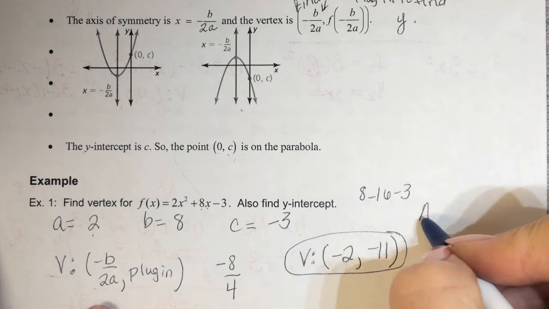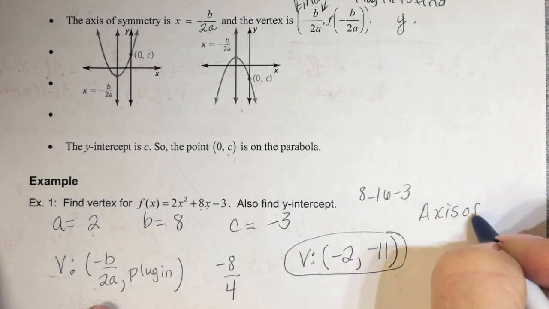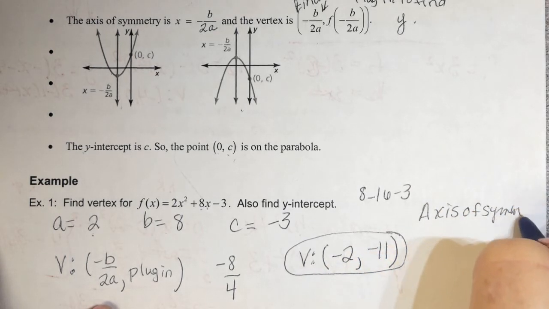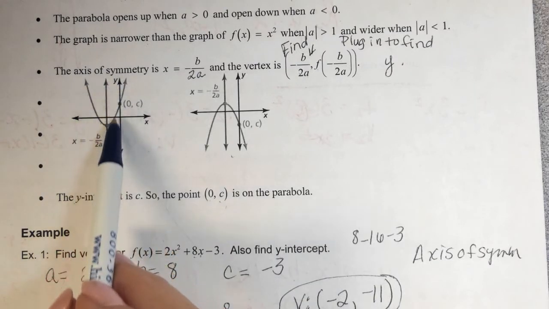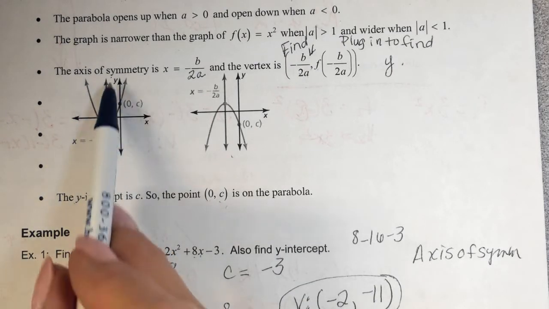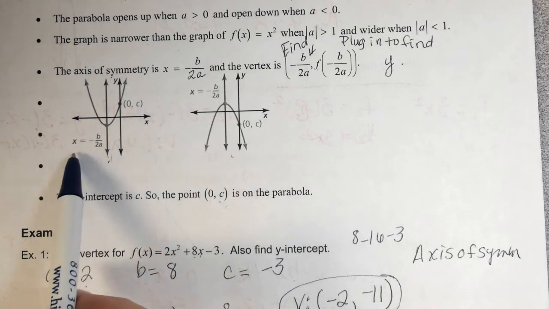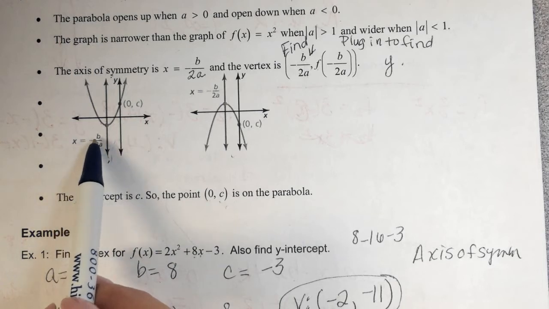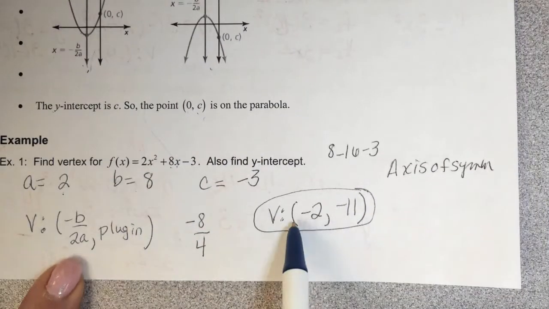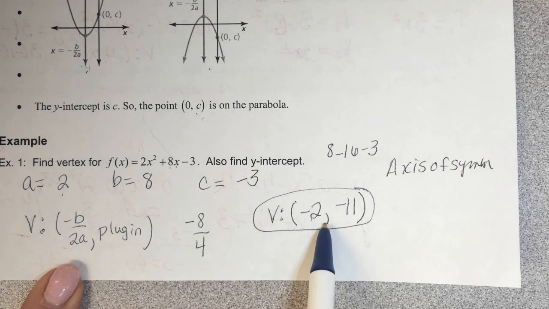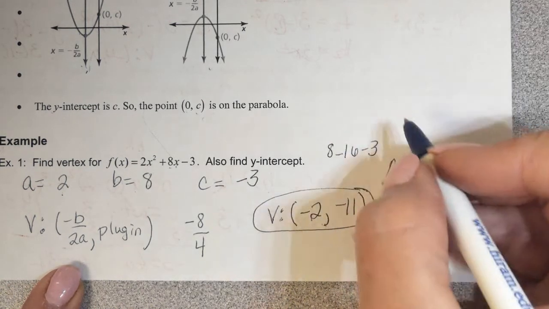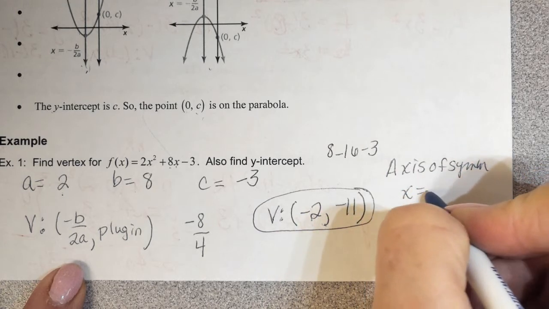Let's go ahead and find the axis of symmetry. This axis of symmetry is this line that cuts that parabola in half. See how it says it's x equals negative b over 2a? Isn't this negative b over 2a? This is just going to be the x coordinate of the vertex. So axis of symmetry, x equals negative 2.